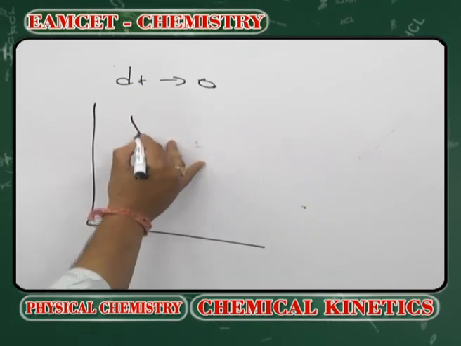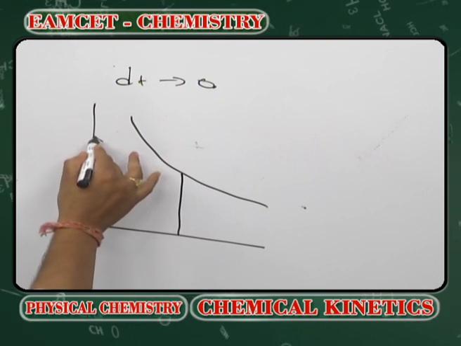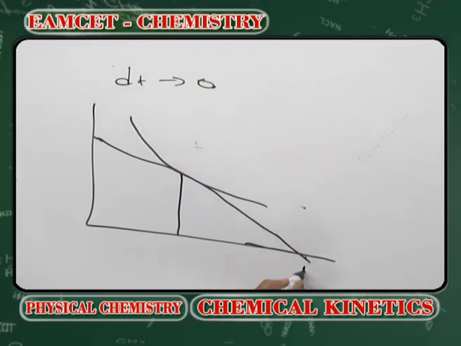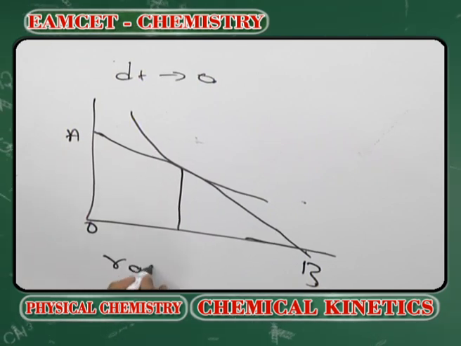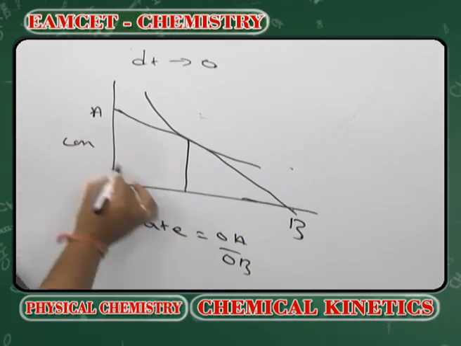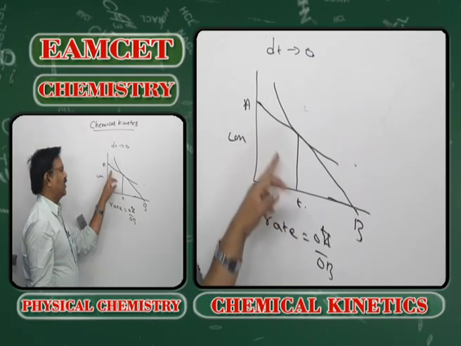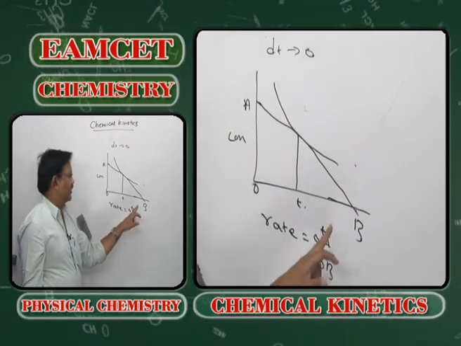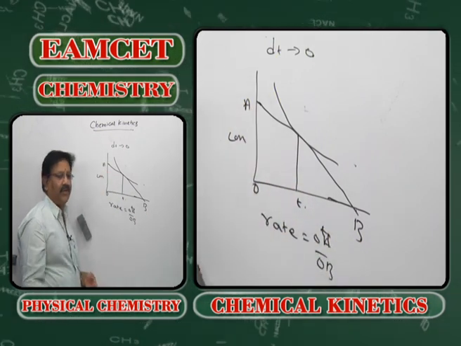How do you measure that? To the concentration time curve, we draw a tangent at a particular instant of time. That tangent will be extended to meet the concentration axis at A and time axis at B. And what will be the rate? Rate will be equal to OA by OB. This is the concentration axis, this is the time axis. At a particular instant of time, we draw a tangent to the curve, and that tangent will be extended to meet the time axis at B, concentration axis at A, and rate will be equal to OA by OB.